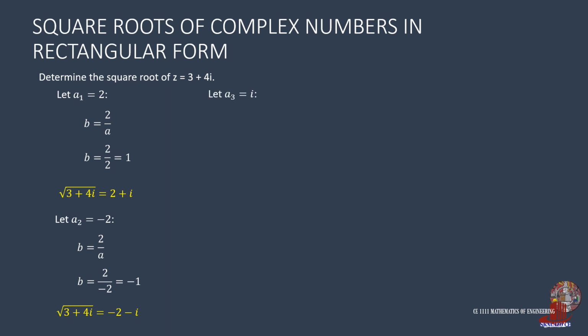When a is equal to i, with b as 2 over a, it becomes 2 over i. If i over i is multiplied, the expression becomes 2i over i squared, where the denominator is reduced to -1, making b equal to -2i. From the rectangular format a plus bi, we write i plus -2i times i, simplified as i minus 2i squared. So i squared is -1, making everything i plus 2. Thus, the root of 3 plus 4i is equal to 2 plus i.